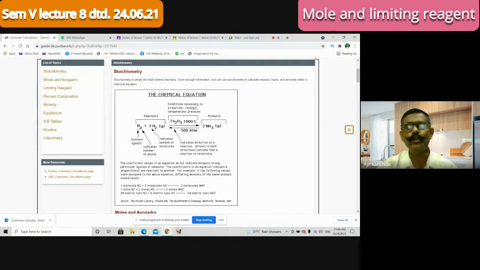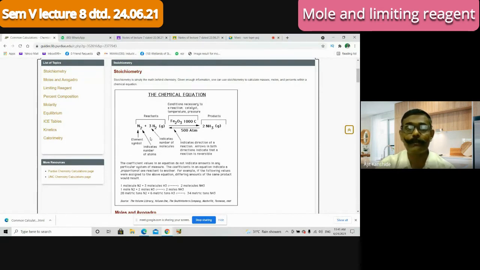See here, N2 is a symbol, a molecule. How many N2? Only one N2, one nitrogen molecule. H2 is a molecule. How many? Three are there. Here the result is the ammonia molecule. How many? Two. Catalyst, a temperature and a pressure, and a reversible arrow. Left side, reactants. Right side, products. See, ammonia is produced as a gas. H2 is a gas. Of course, N2 is also a gas. So this is a reaction.